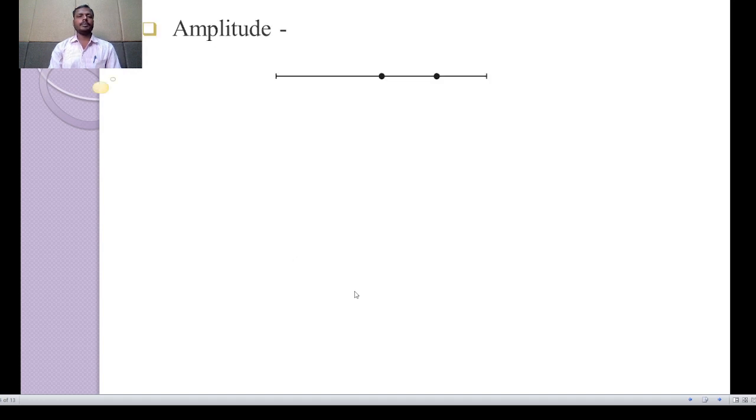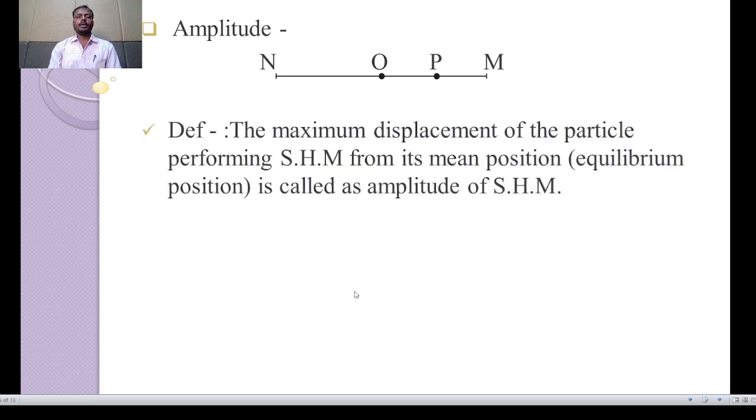Now the first point is amplitude. The definition of amplitude: the amplitude is the maximum displacement of the particle performing simple harmonic motion from its mean position. The mean position is also called the equilibrium position. Consider O to be the mean position, M the positive extreme point and N the negative extreme point. The particle performing simple harmonic motion goes from O to the point M and comes back.